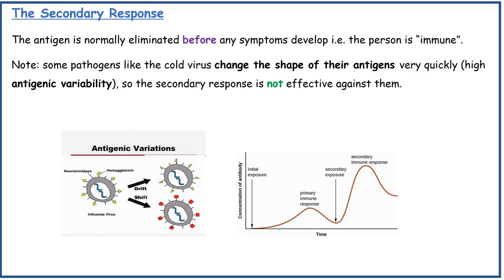But if it's something like chickenpox or meningitis B, once you've got immunity from either natural immunity from chickenpox or artificial immunity from the meningitis B vaccine, you shouldn't get it again because you've already done that primary immune response, and the secondary immune response will be so quick that you won't have any symptoms.